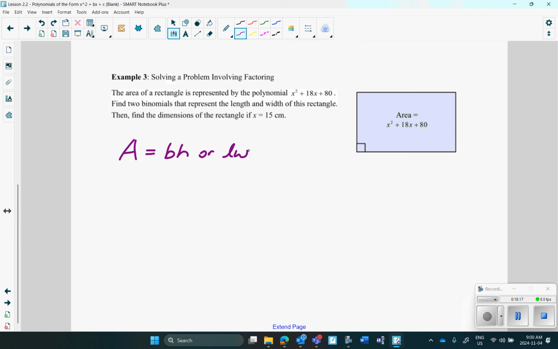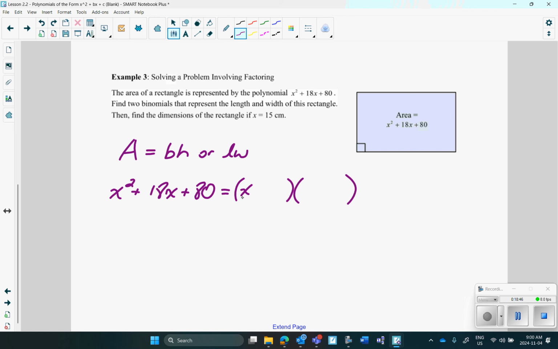Either one. Well, I'm told the area, it's x squared plus 18x plus 80. And I need to figure out what times what gives me x squared plus 18x plus 80. Well, that's factoring. So we've got to factor this. So it's like the previous questions we've done.